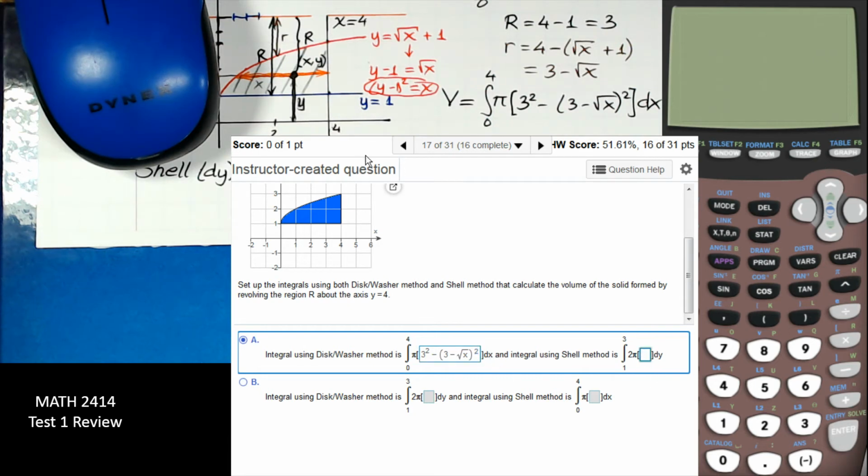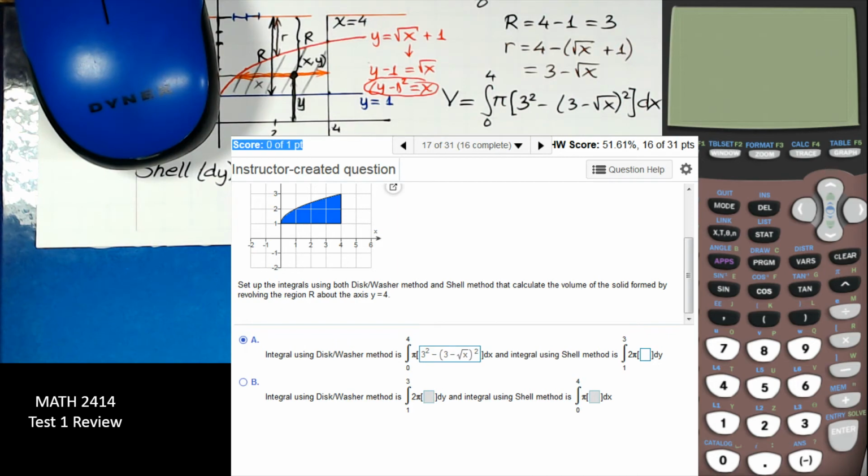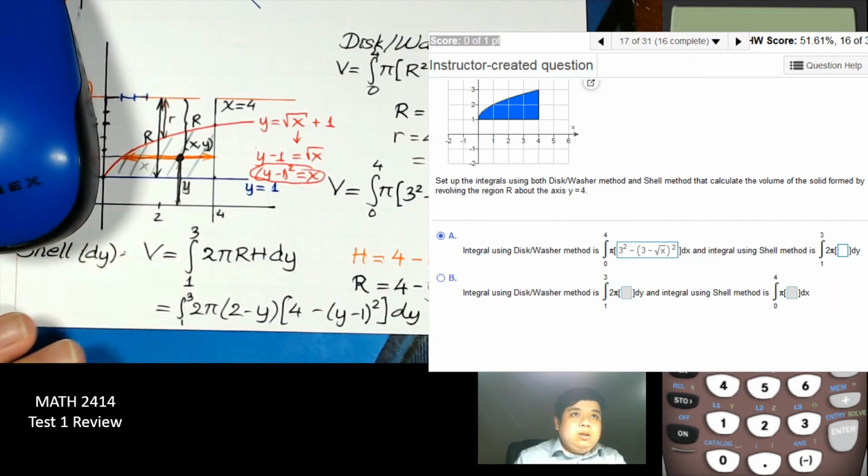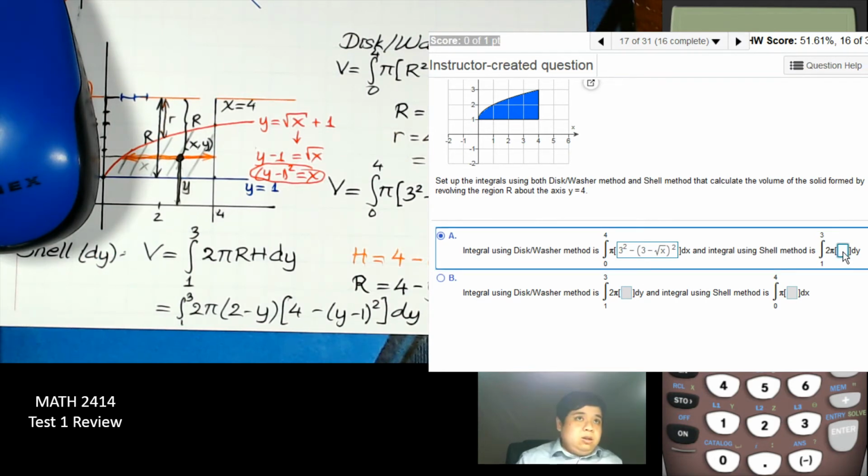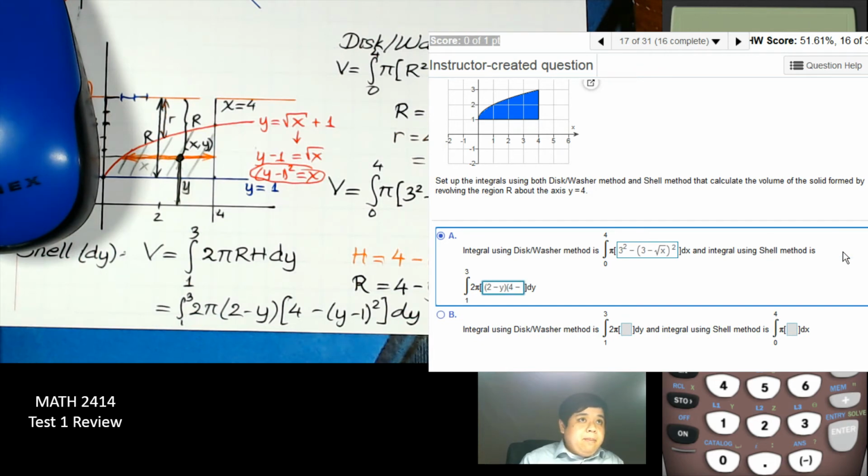And the shell method, two pi is there already. 2 minus y, open parentheses, 4 minus y minus 1 squared, close. Close. Check.